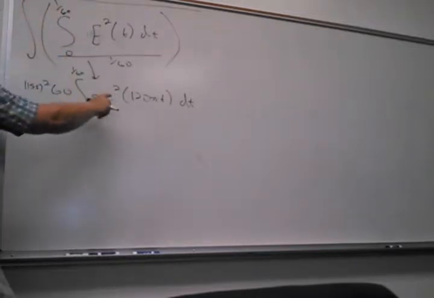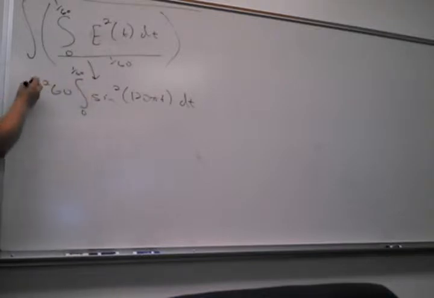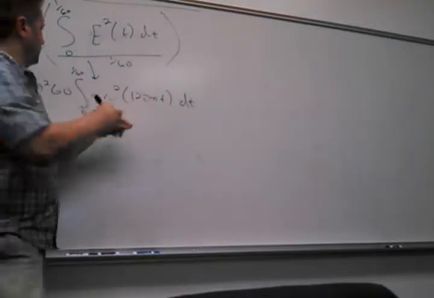Oh, 155, because this had a 155. It's 155 squared. And the other one, that's sine squared. And the number was 125 inside the sine? It's 120? Yeah.